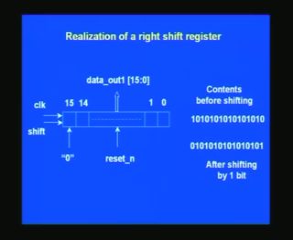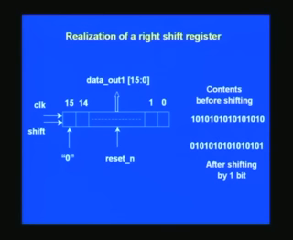Last time we have seen how to model a monostable multivibrator, and this time we'll start with the right shift register, which we have seen earlier in the combinational circuits. Here we have a 16-bit register, where 15 is the weight of the MSB and so on, and LSB is 0. If you wish to get the register contents out, you can get it as data out 1, and naturally 15 through 0 indicates the width of the register.